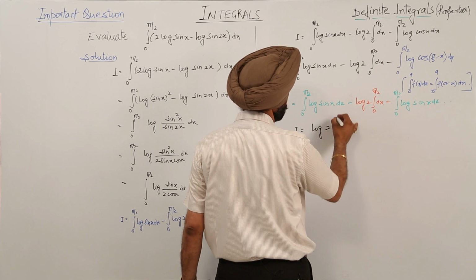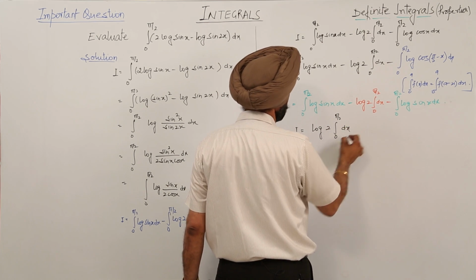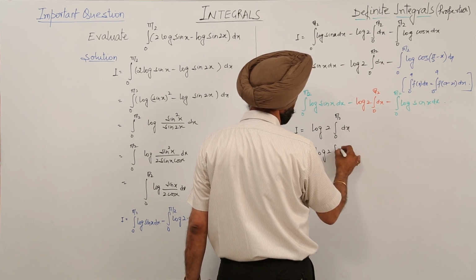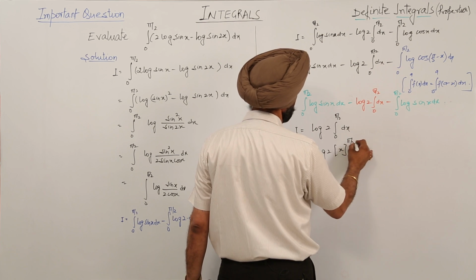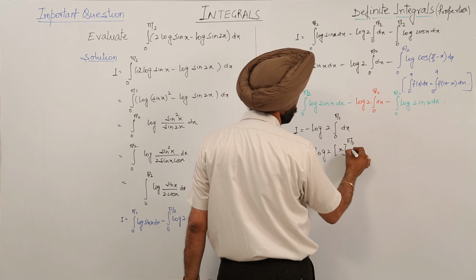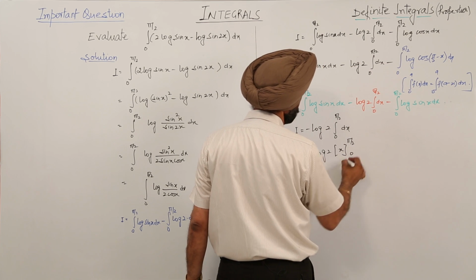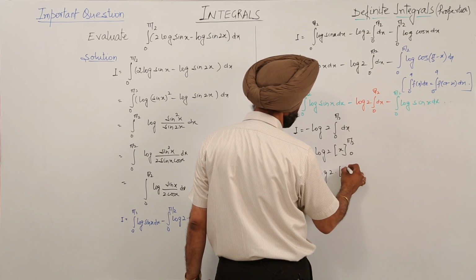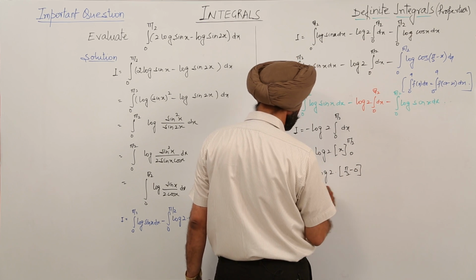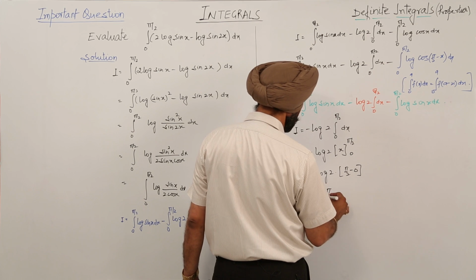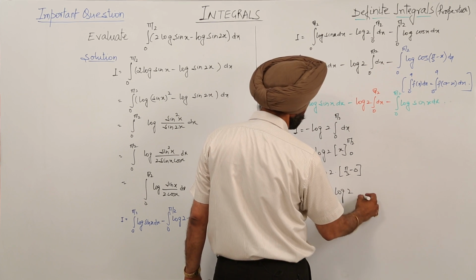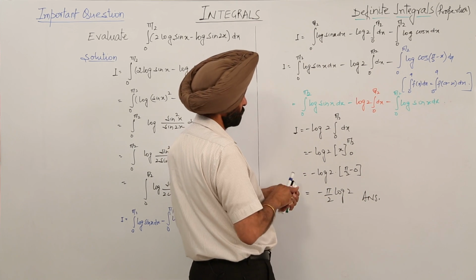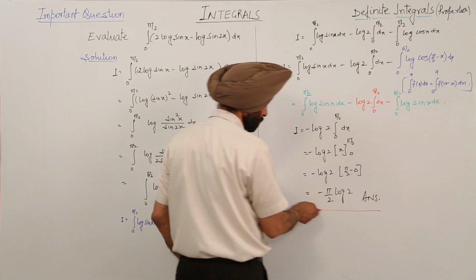log 2, 0 to pi by 2 dx, and this is equal to log 2 with x, sorry, minus log 2 x from 0 to pi by 2, minus log 2 with pi by 2 minus 0, and this is equal to minus pi by 2 log 2. Answer. This is the answer.